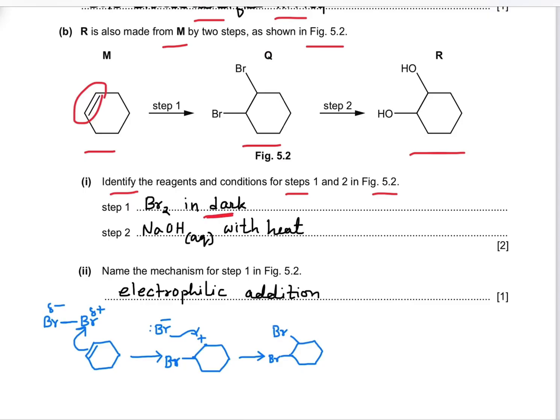Step 2. This dibromide is converting into a diol. For that we need aqueous sodium hydroxide with heat. 2. Name the mechanism for step 1 in figure 5.2.